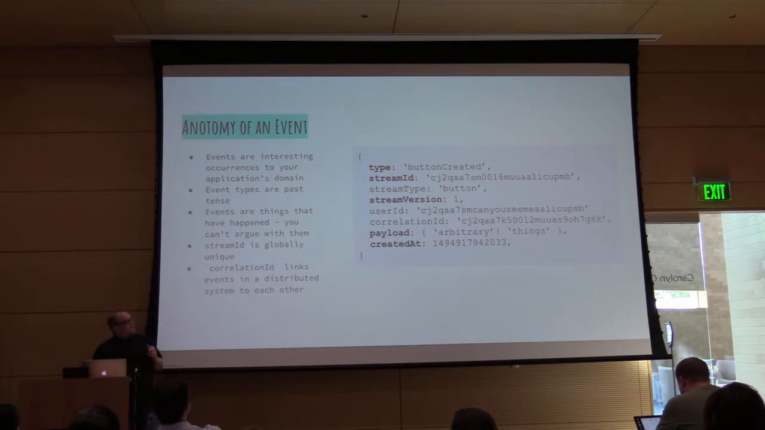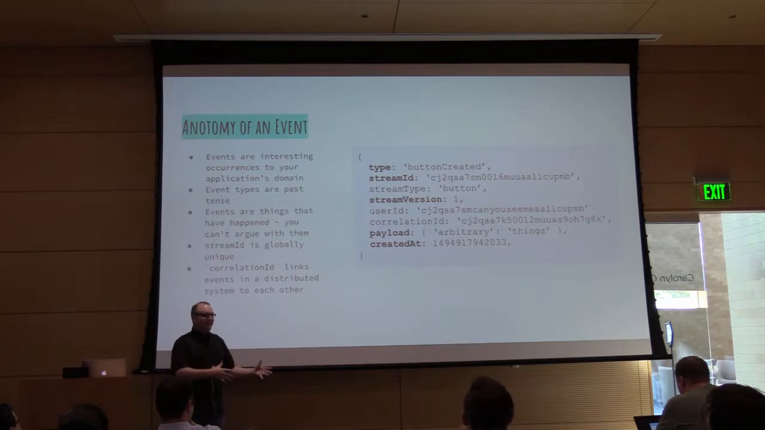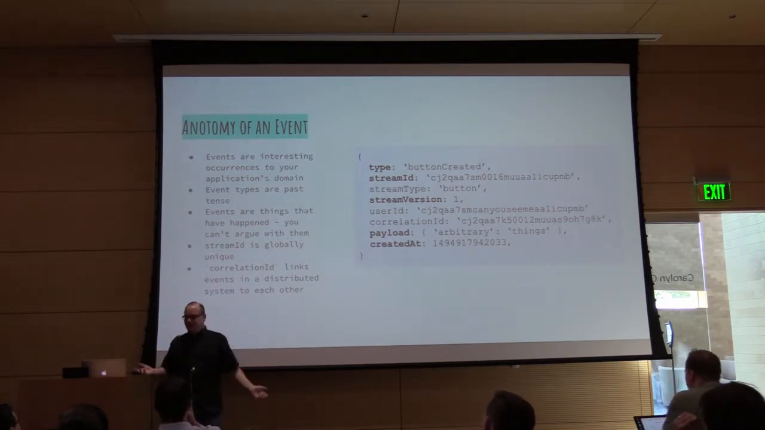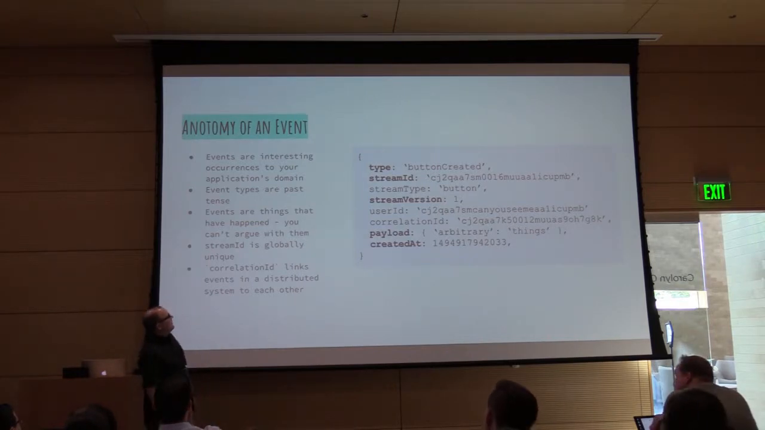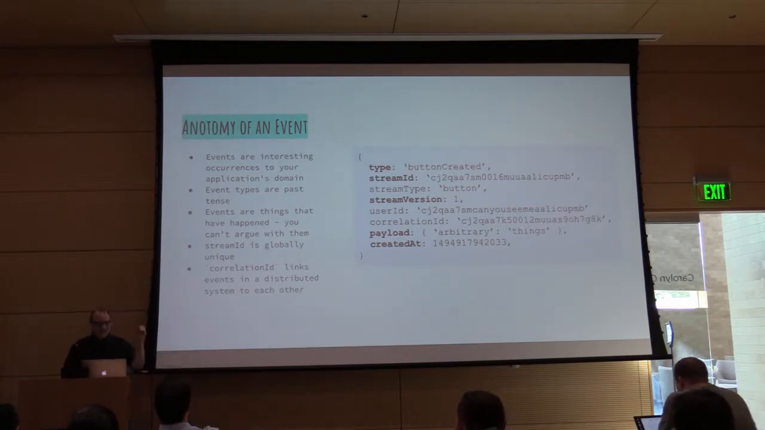Okay, so the next part isn't actually pedantic, but it might seem that way. Event types are always past tense. That's important because you really have to drive home the point: events are things that have happened. You can't argue with them, just like past events in real life. They just are. There's no changing them. So you would never see an event like go order pizza. That would be a command. But you would see an event like pizza ordered, pizza arrived. And that event has been fired here tonight.